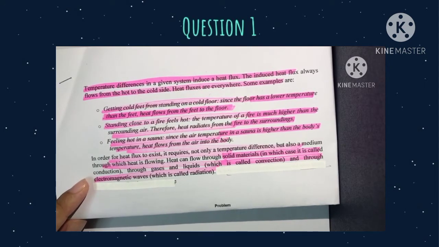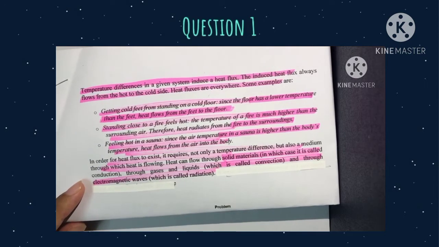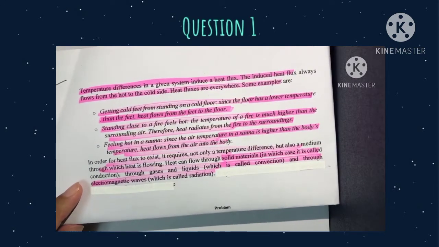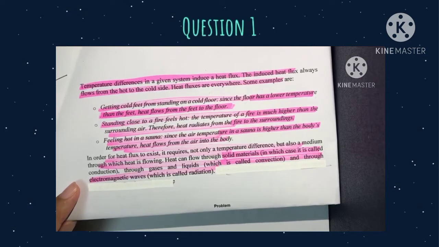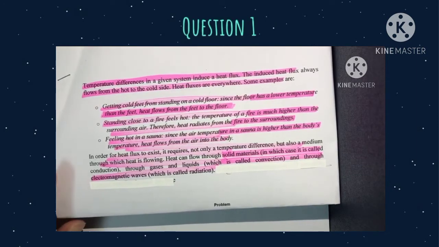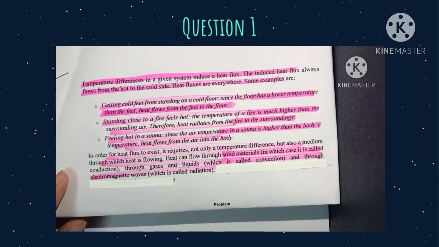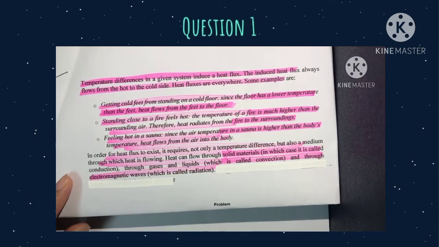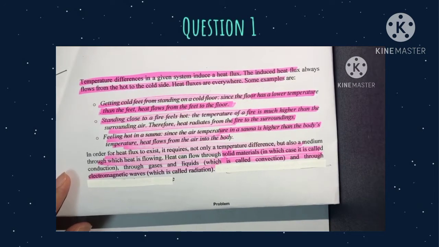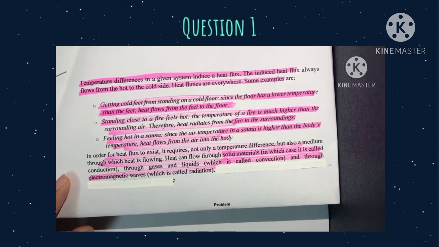Feeling hot in a sauna. Since the air temperature in a sauna is higher than the body's temperature, heat flows from the air into the body. In order for heat flux to exist, it requires not only a temperature difference, but also a medium through which heat is flowing. Heat can flow through solid material, in which case it is called conduction, through gases and liquids, which is called convection, and through electromagnetic waves, which is called radiation.